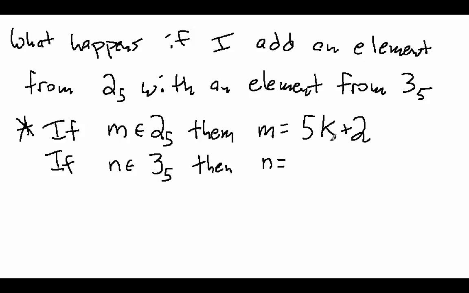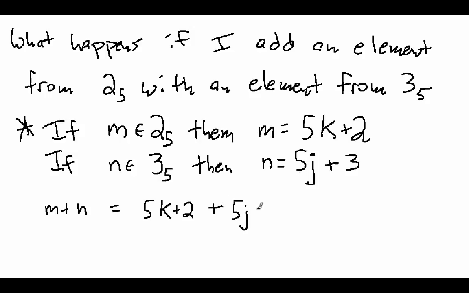I used the letter k here. We must use another one over here. So I'm going to say 5j plus 3. Is everybody clear on that? So if I come over here now, I'm saying what happens if I add m plus n? Well, m plus n is going to equal 5k plus 2 plus 5j plus 3. Well, that's going to equal 5 times, well, I get k plus j.